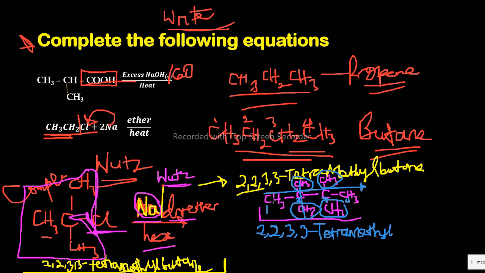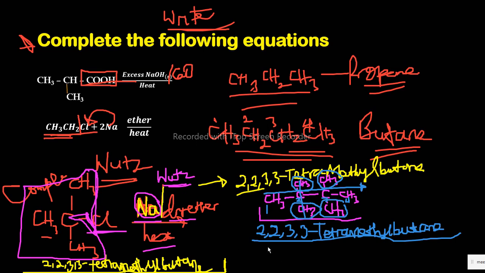Now what is the parent chain? It has 4 carbon atoms, and 4 is but, so tetramethylbut. Is it an alkane? It is an alkane. So alkanes are named by adding the suffix ane, and that's the IUPAC name of this product, and that's how simple it is. Is it okay to everyone? Yes.